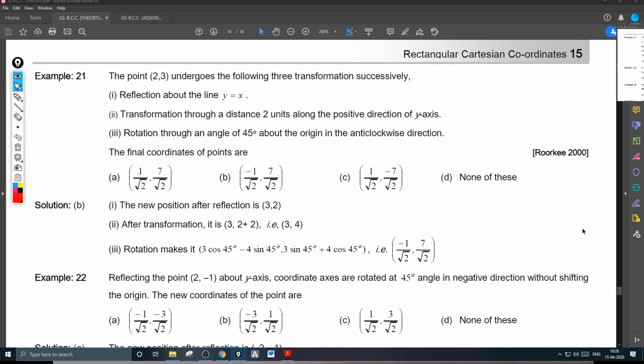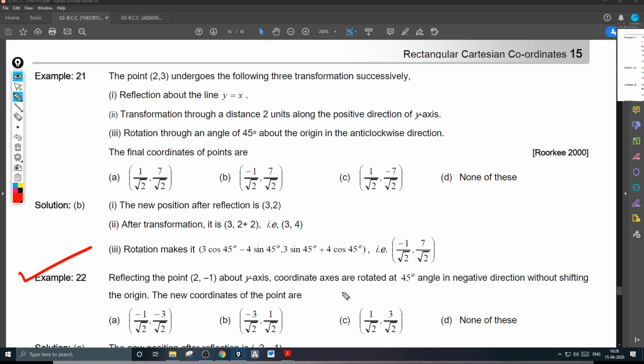Example 22, please. Reflecting the point 2, 1 about y-axis. The coordinate axes are rotated at 45 degrees angle in negative direction without shifting the origin. Then the new coordinates of the point are.